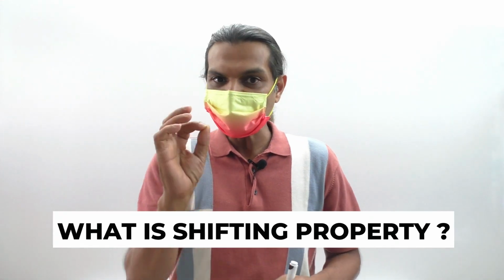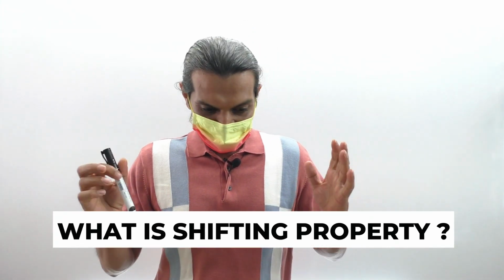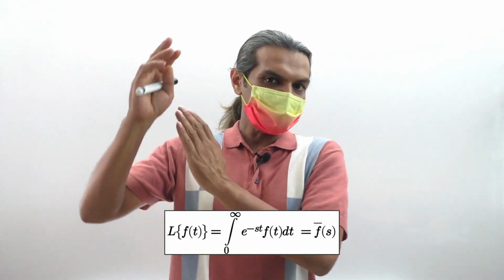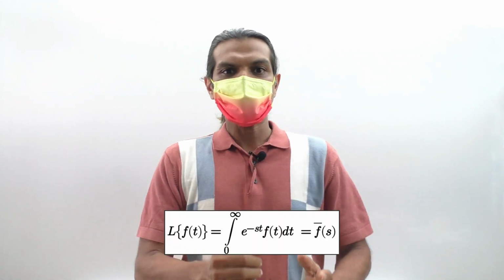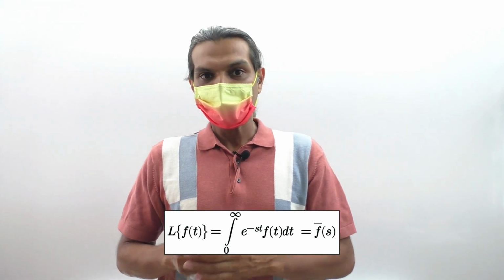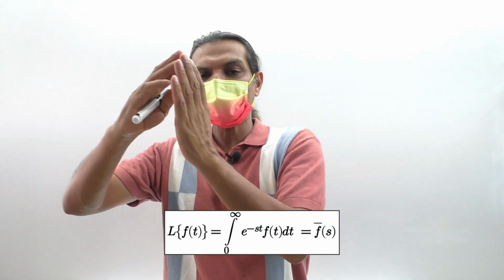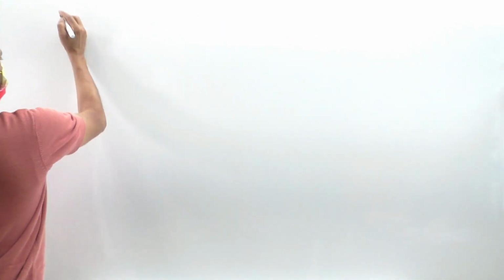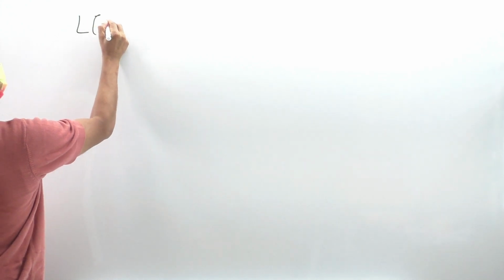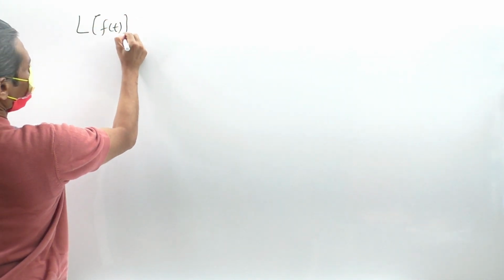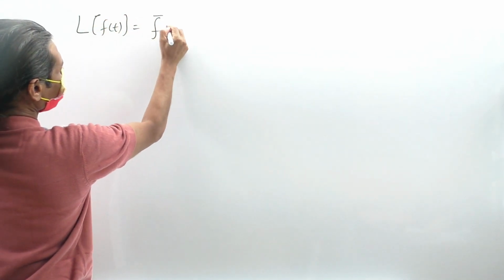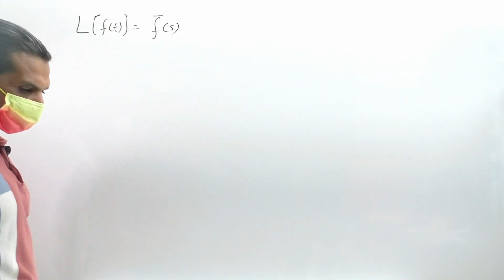So, shifting property. What's the meaning of shifting property? We had done the introduction. We write Laplace of f of t is equal to the integral from 0 to infinity of e raised to minus st f of t dt. That is the Laplace of f of t. When we apply Laplace, it comes to the frequency domain s. The Laplace of f of t is also denoted as f bar of s when we find a Laplace transform.